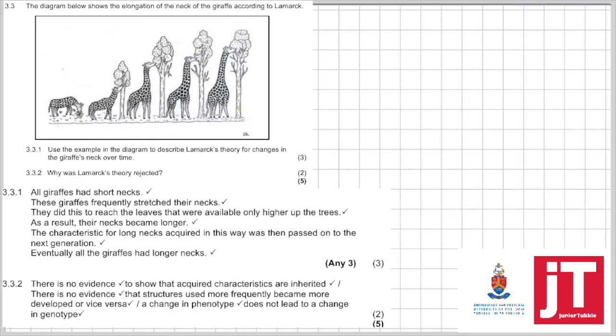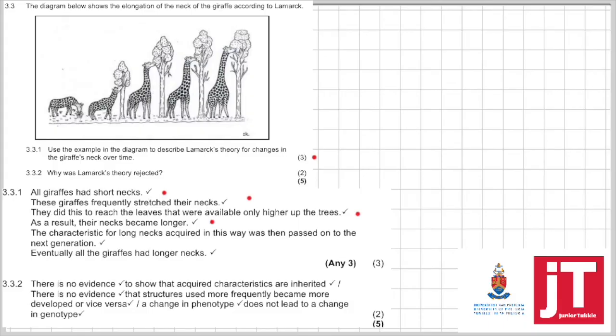Right. 3.3. The diagram below shows the elongation of the neck of the giraffe according to Lamarck. 3.3.1. Use the example in the diagram to describe Lamarck's theory for changes in the giraffe's neck over time. So 3 marks. All giraffes had short necks. These giraffes frequently stretched their necks. They did this to reach the leaves that were available higher up on the trees. As a result, their necks became longer.